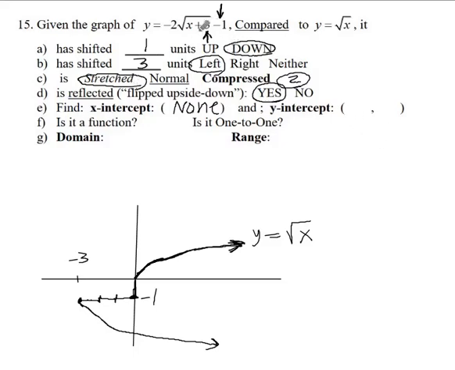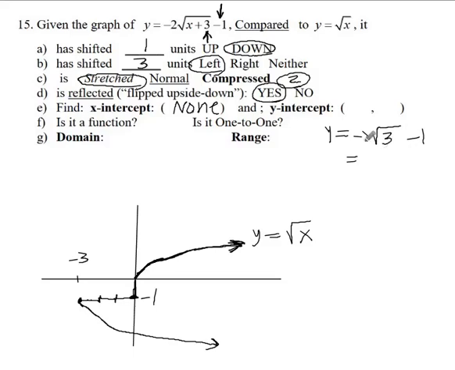Y-intercept, yes. For the y-intercept, we let x equal to 0 and solve for y. So y is equal to minus 2 square root of, letting x equal to 0, square root of 3 minus 1. So that would be the value of that. You can use your calculator to find that value. Minus 2 times square root of 0 plus 3, which would be 3.